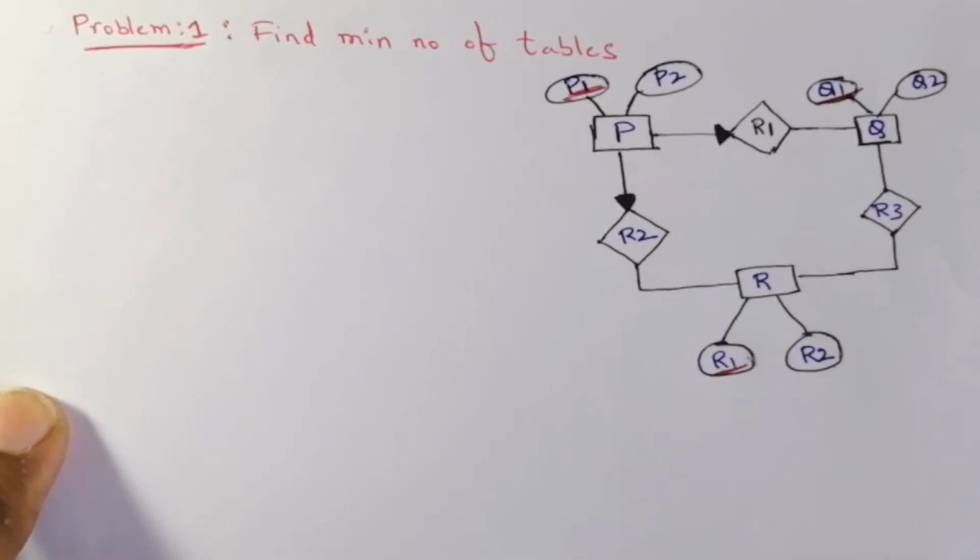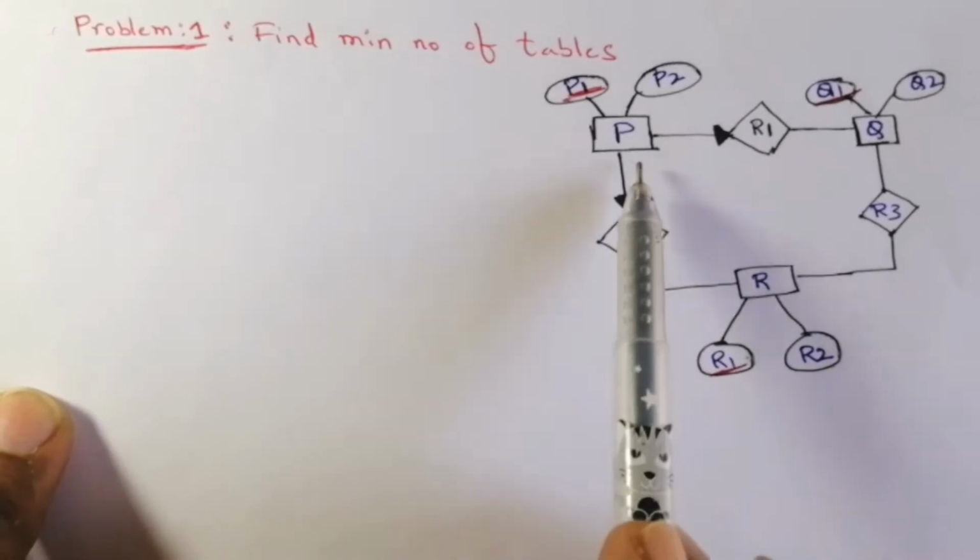In this lecture, we are going to discuss some of the basic examples. I said the basic examples. So in the previous lecture, we have discussed each and every mapping cardinality with respect to converting to relations, right? So let us solve one problem here.